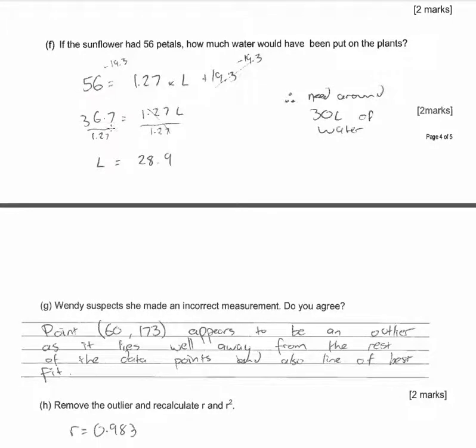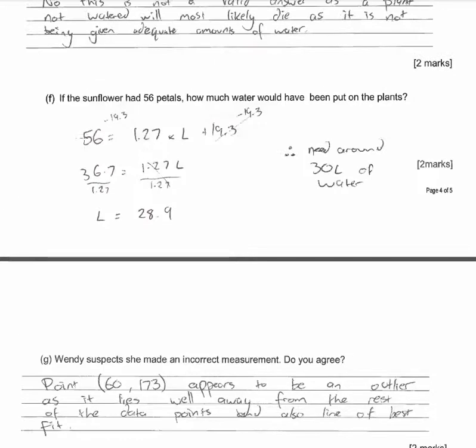The next one says, if the sunflower had 56 petals, how much water would you expect to be on the plant? So this is where we need to use a little bit of algebra here in rearrangement of the formula. The unknown here, we know how many petals it has. It's got 56, but we don't know the amount or the liters of water. So what we need to do here is just rearrange the equation. The first thing you want to get rid of is the plus 19.3, if you want to get the L on its own. So you minus 19.3 from both sides.